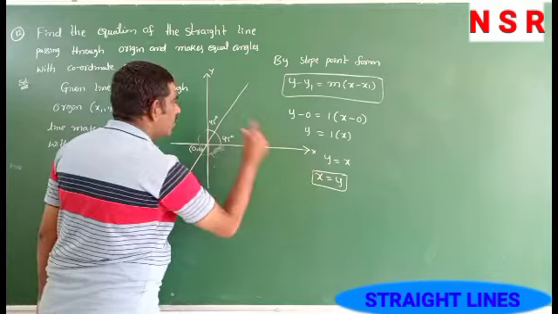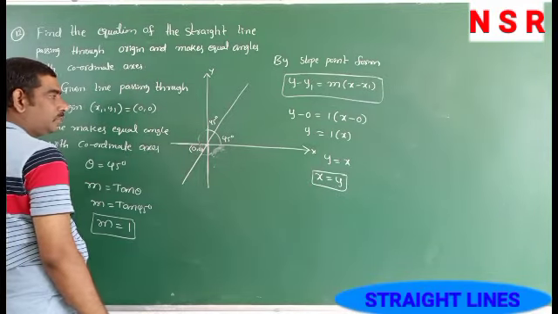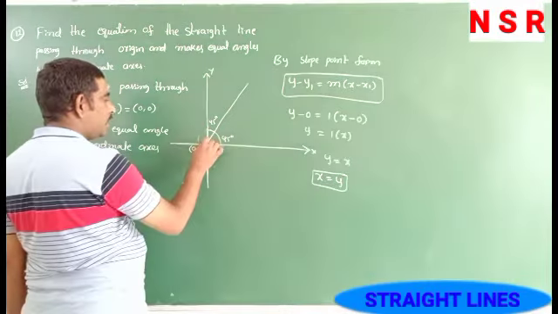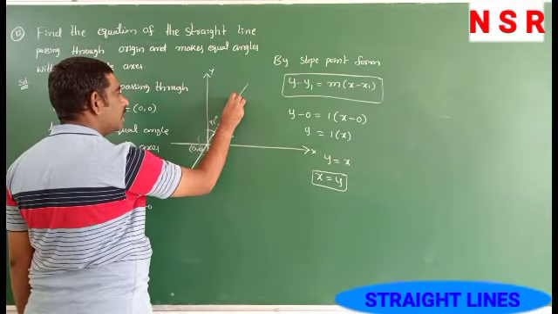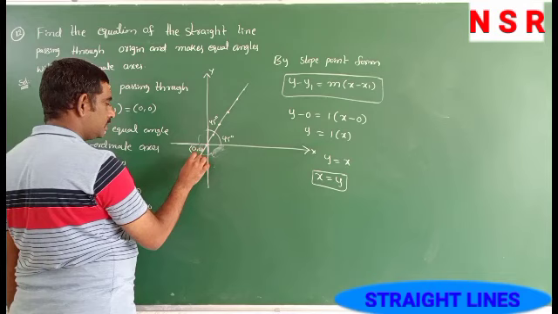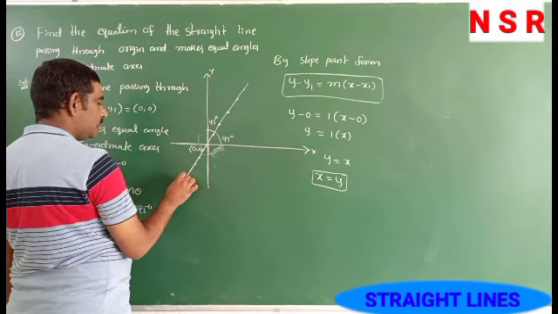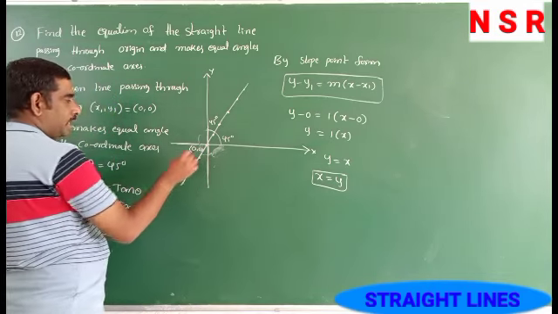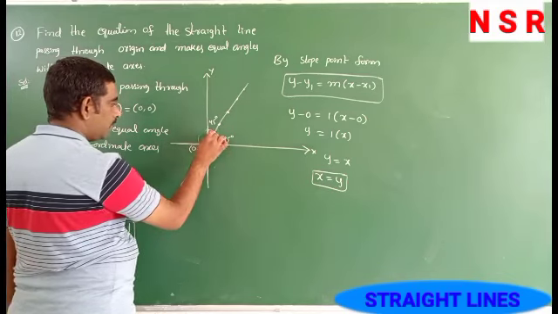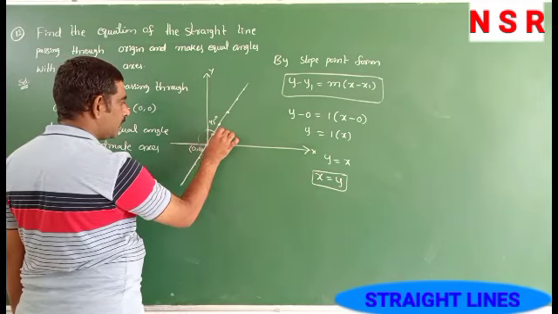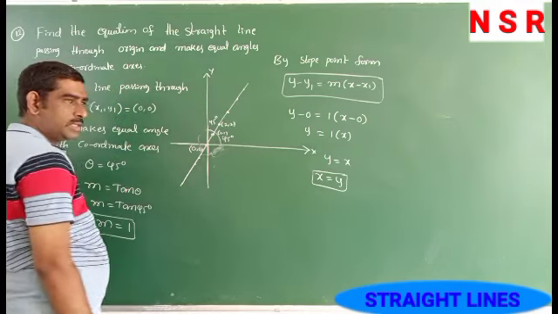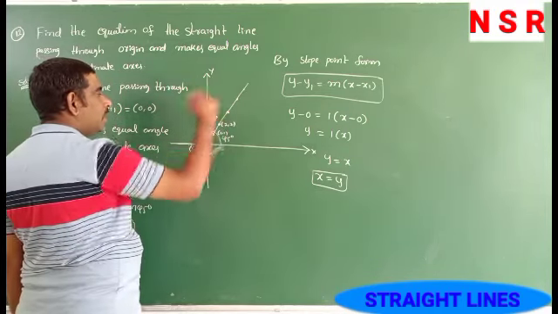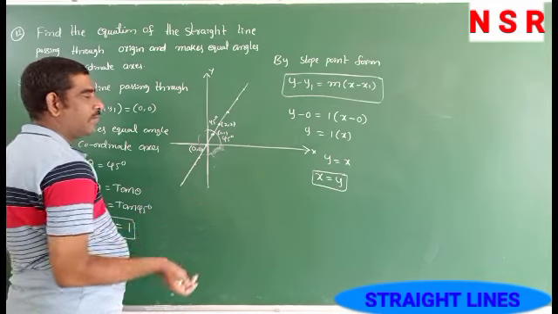So x equal to y means, suppose any point lies on this line, the x and y coordinates are equal. Suppose this line passes through 0 comma 0, here x is 0 and y is 0. If we take this point, it is 1 comma 1. If we take this point, it is 2 comma 2. That means all points on this line have x and y equal.